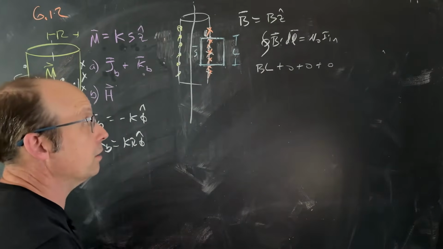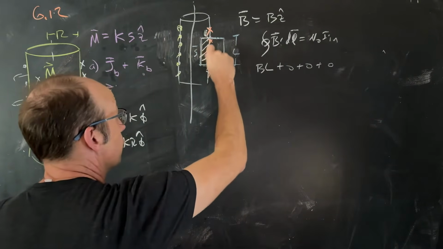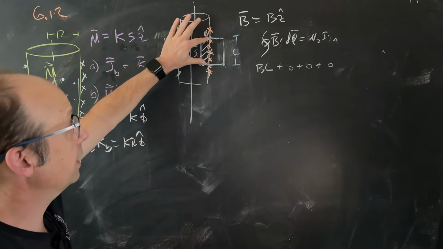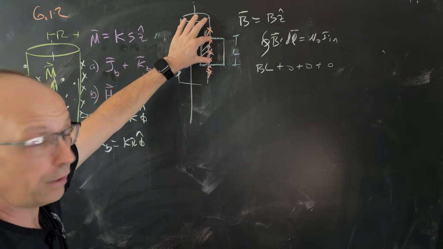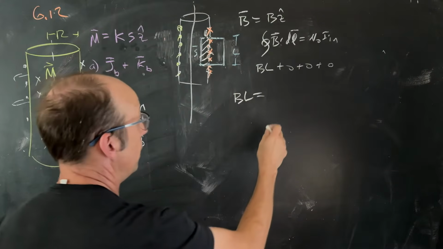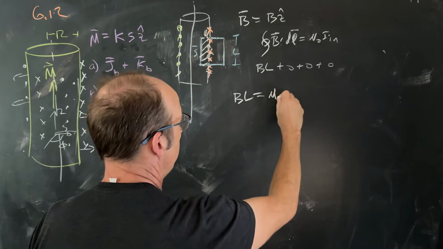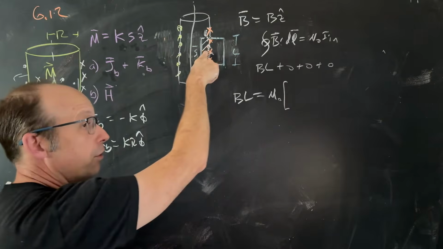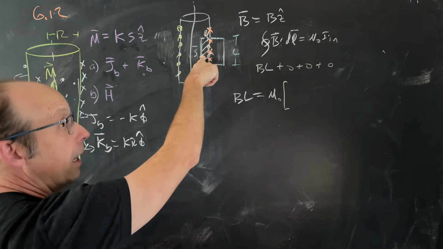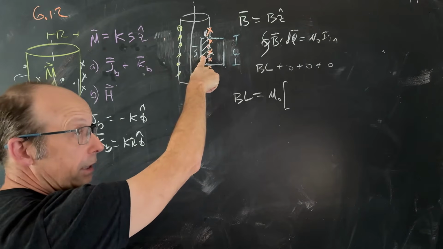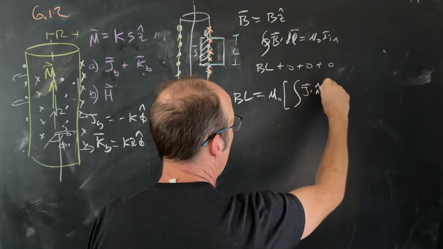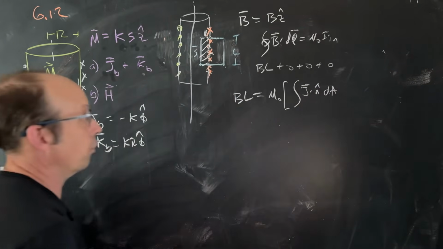So now what we need to do is to find the current passing through this whole area right there. We have a current density right there, and we have a surface current right there. So here I get BL is going to be equal to mu naught times. Now, in order to find the total current passing through that area, I'm going to need to integrate over the current density. So this is going to be the integral of J dot n hat dA. That's the current passing through that.